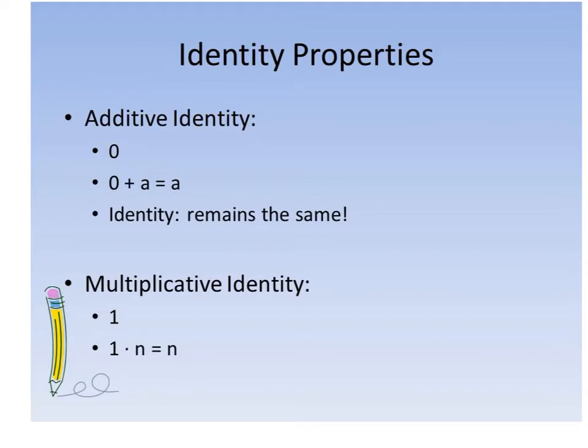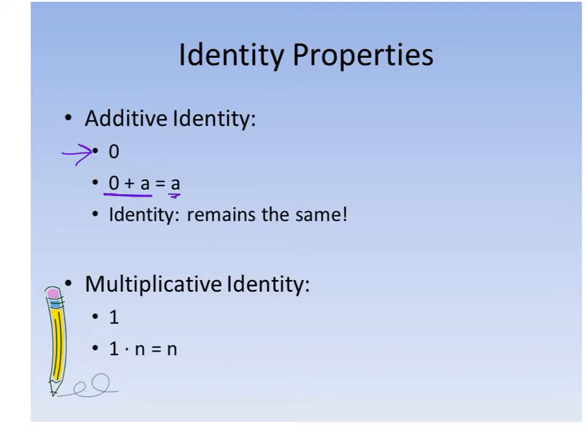So the way I remember identity properties is that you have an identity and your identity never changes, right? You are who you are your whole life. So if we're looking at the identity for a number, we have two identity properties. For addition, what can I add to a number and not change the number? I can add 0. So the additive identity is 0. If I add 0 to a number, I keep that number.